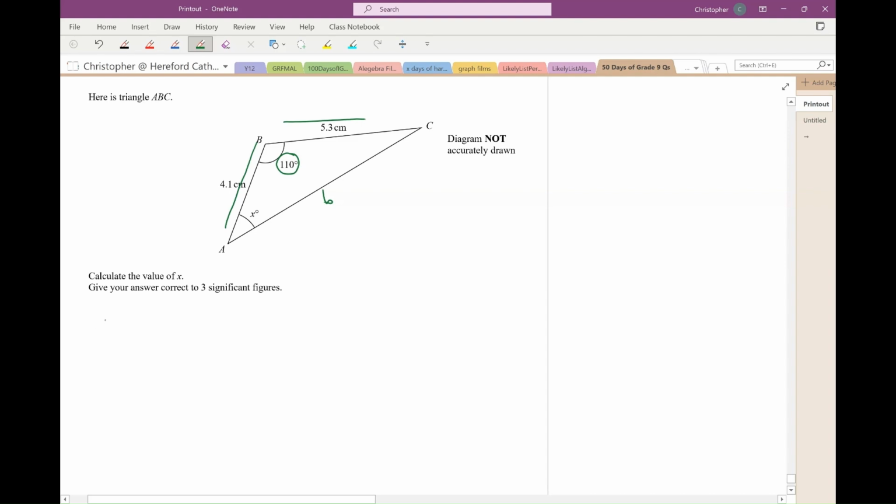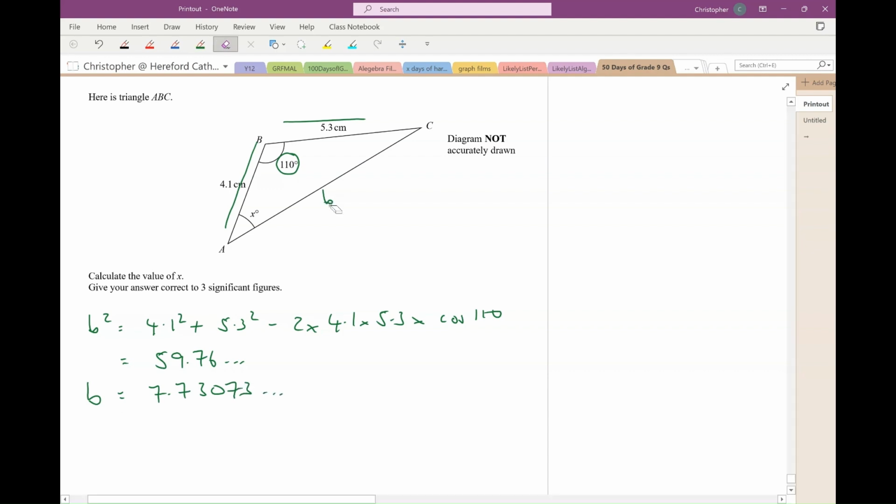So B squared is going to equal 4.1 squared plus 5.3 squared minus 2 times 4.1 times 5.3 times cos 110. So that gives me B squared is 59.76 and so on, and square root that, and I get B is 7.73073 and so on. Right, now I know that that length is 7.73 and so on.